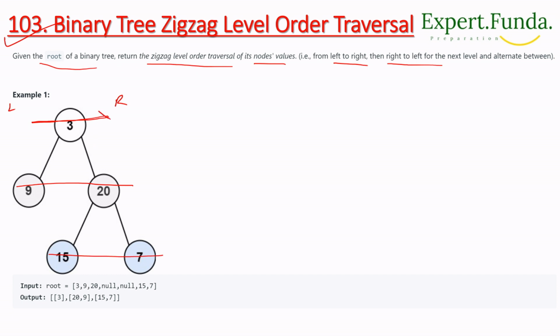Means first we have to go like this, then like this, then like this. So this concept, you can represent in this form. We have 3, next we have 9, 20, then 15 and 7. So if we have the node like this and we have the tree like this.